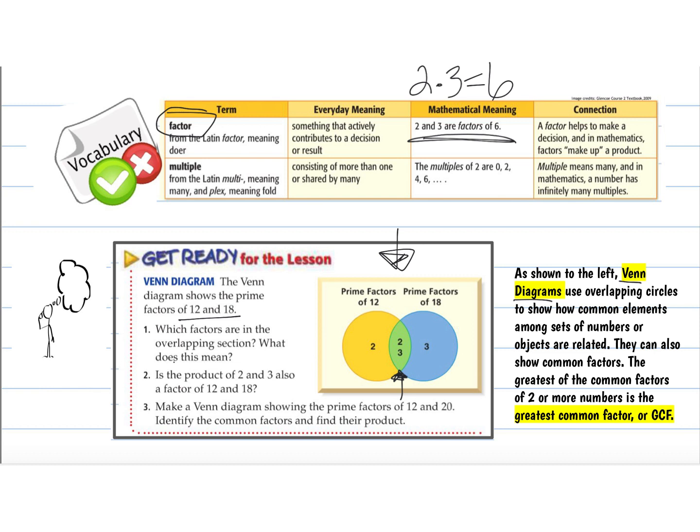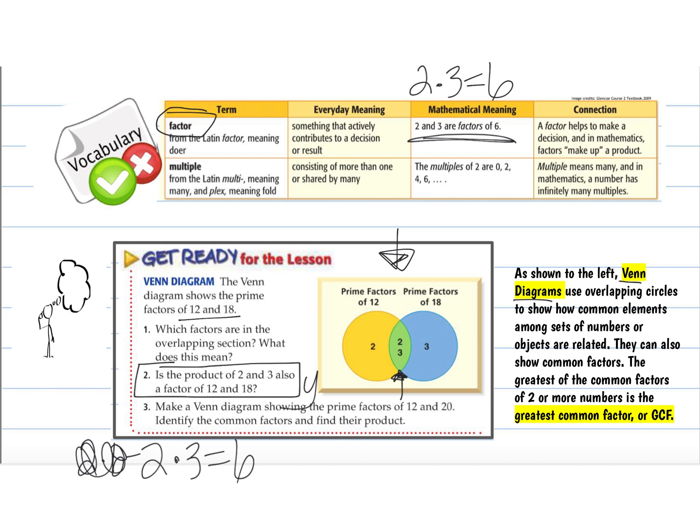So is the product of 2 and 3 also a factor of 12 and 18? Well, 2 times 3 equals 6, and 6 is a factor of 12, 6 is a factor of 18, so yes, it is.